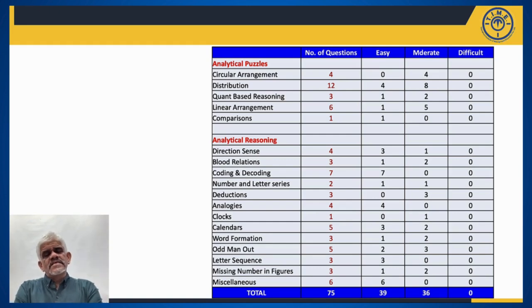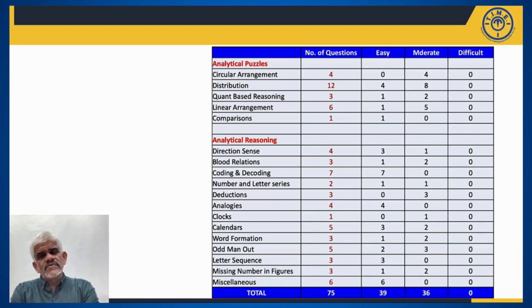Direction sense normally has a weightage of about 1 or 2 questions, but here we are seeing 4 questions, and suddenly the weightage has increased for calendars also. Normally there are 1 or 2 questions on calendars, but in slot 1 of 11th March, there were 5 questions on calendars. For the rest of the topics, there was no deviation or surprise element. The weightage was as expected.